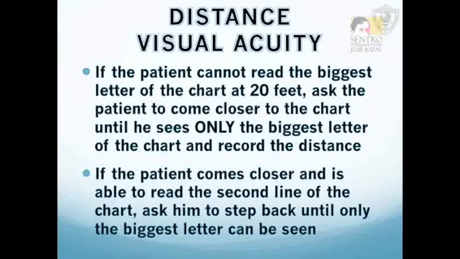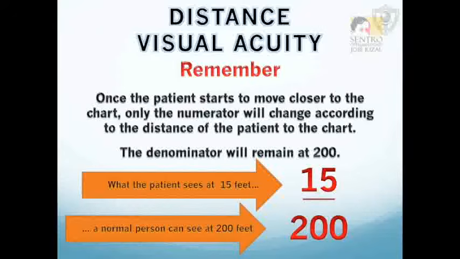If the patient cannot read the biggest letter of the chart at 20 feet, ask the patient to come closer to the chart until he sees only the biggest letter of the chart, and record the distance. If the patient comes closer and is able to read the second line of the chart, ask him to step back until only the biggest letter of the chart can be seen. Remember, once the patient starts to move closer to the chart, only the numerator will change according to the distance of the patient to the chart. The denominator stays at 200. For example, at 15/200, what the patient can read at 15 feet, a normal person can see at 200 feet.